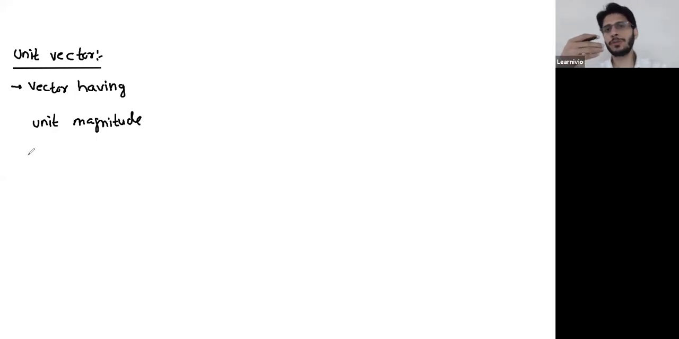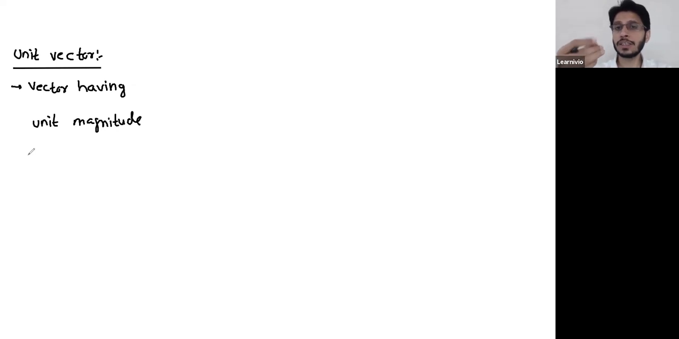The difference between a general vector and a unit vector is, in general, vectors can have any magnitude. Force is a general vector. It can have magnitude of 2 Newton, 5 Newton, 7 Newton, any magnitude. But unit vectors have magnitude of unity. If I say I have a force of 1 Newton, then it's a unit vector. There is no restriction on direction. It can act in any direction. The only restriction is on magnitude. You can have a velocity of 1 meter per second, it can act in any direction.